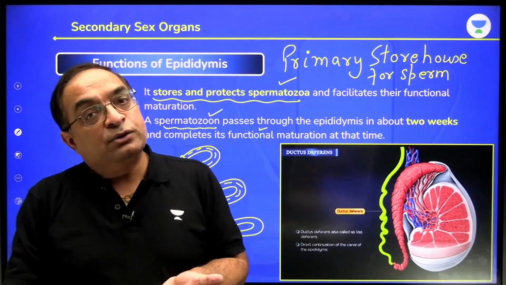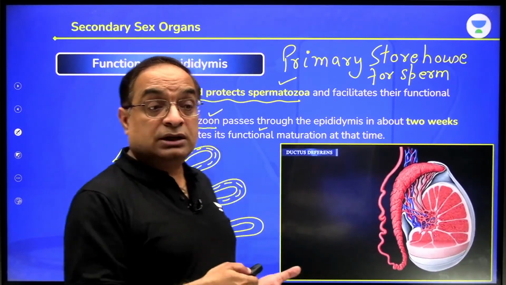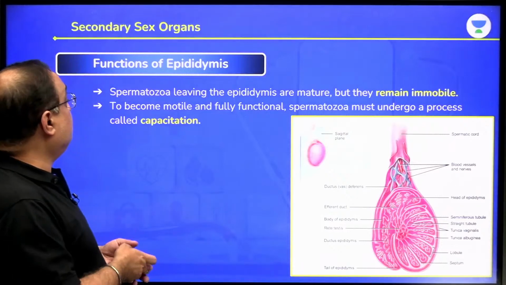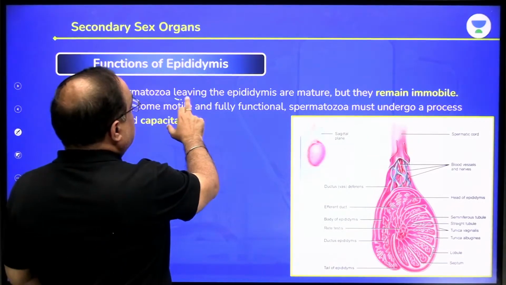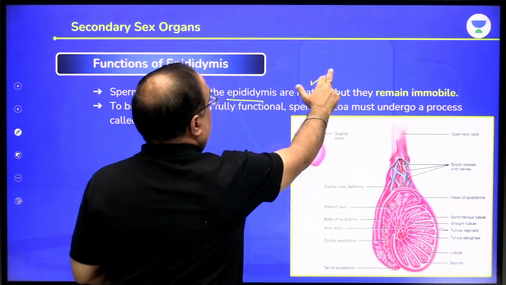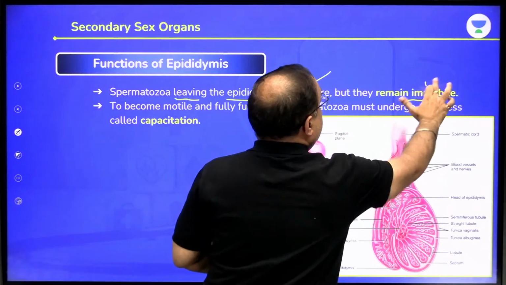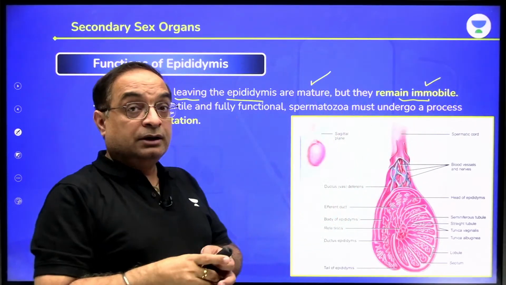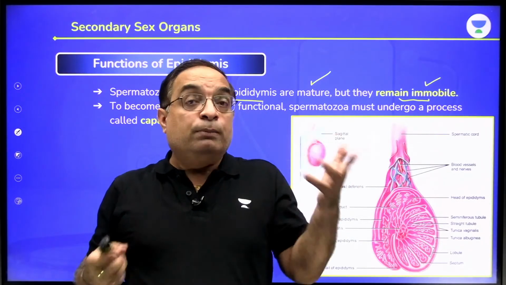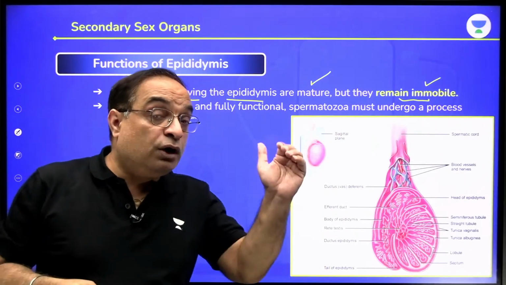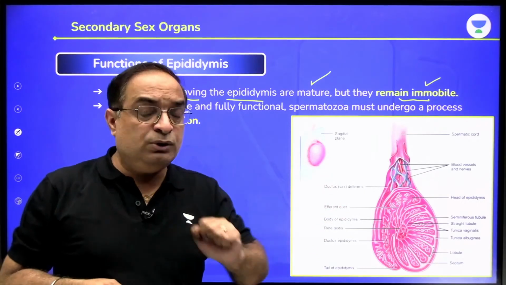Sperms undergo phagocytosis in the epididymis. So epididymis is also called the recycling center for the sperms. Okay. Spermatozoa which leave the epididymis are mature, but still they remain immobile. This point is important. Sperms in the seminiferous tubule are immobile, they cannot move. How are they pushed forward? Because of the fluid movement, the fluid secreted by the seminiferous tubules.